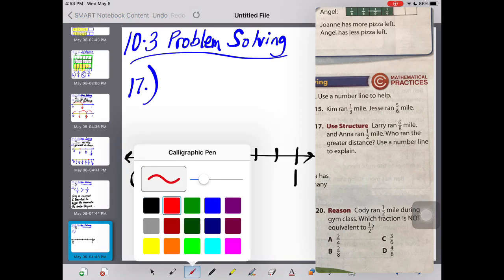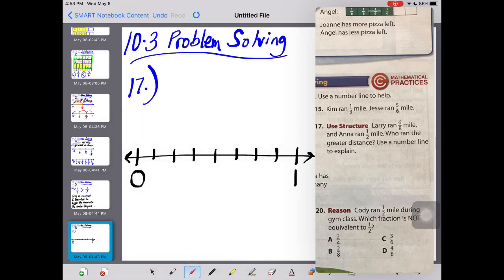So let's find where 6/8 is. Okay, so for me, I'm going to change my color to make it a little easier to see. And I'm going to go 1, 2, 3, 4/8, 5/8, 6/8. Right there. 6/8. And that would be Larry, right? So I'll put an L.